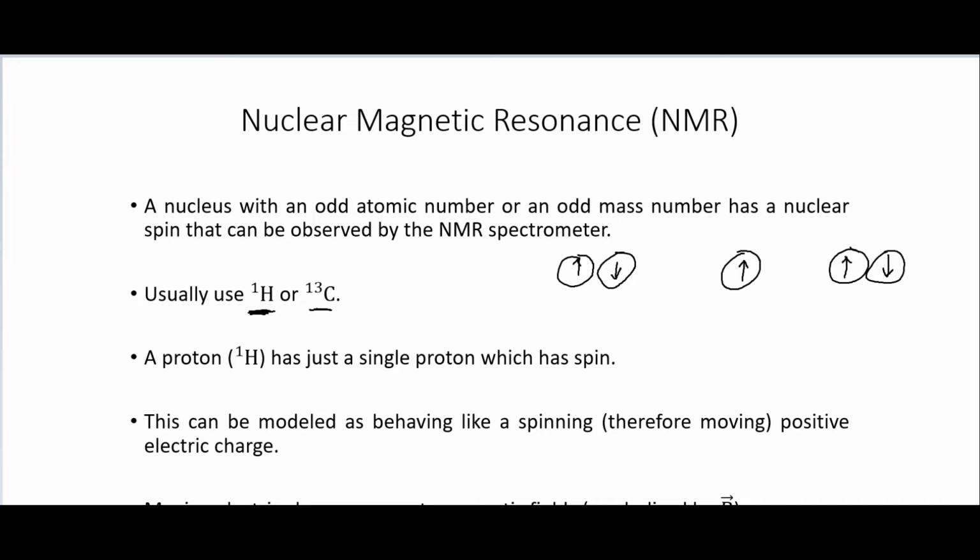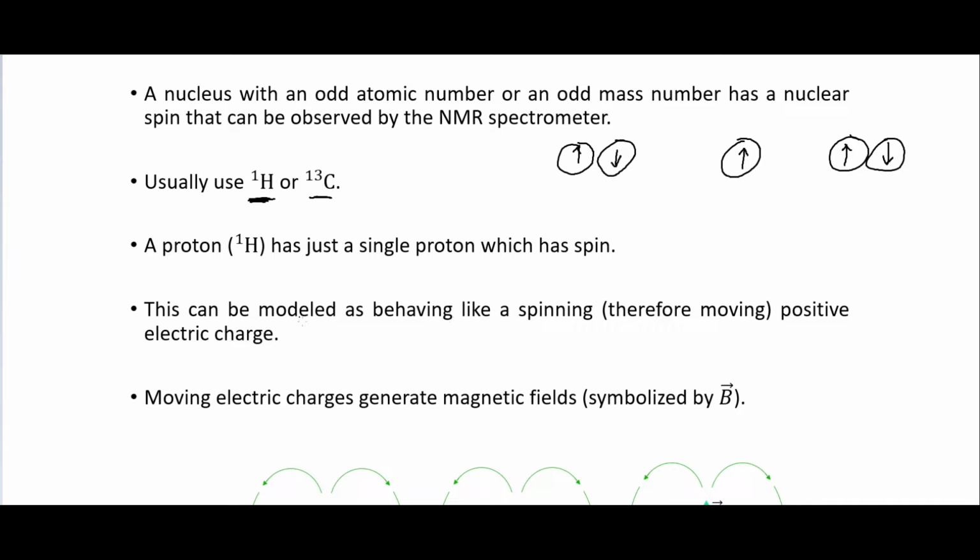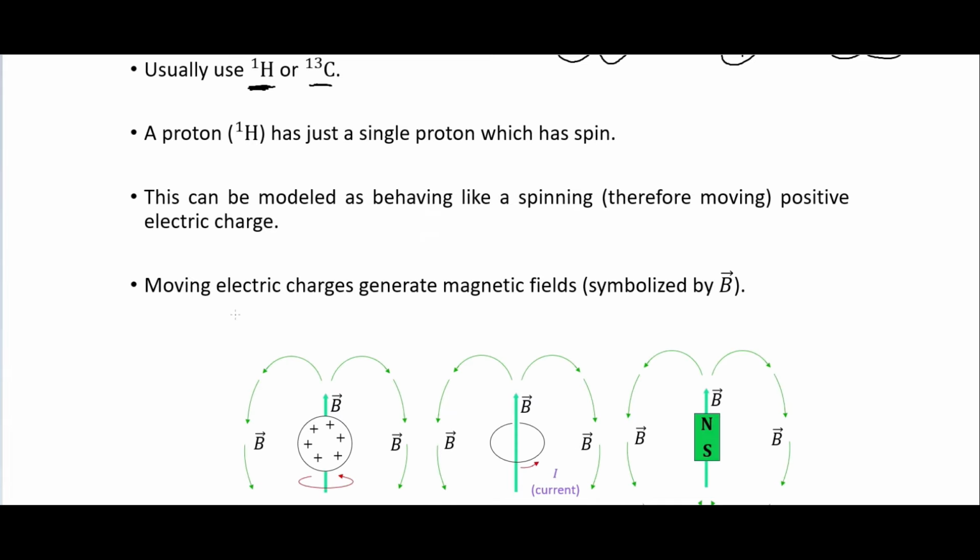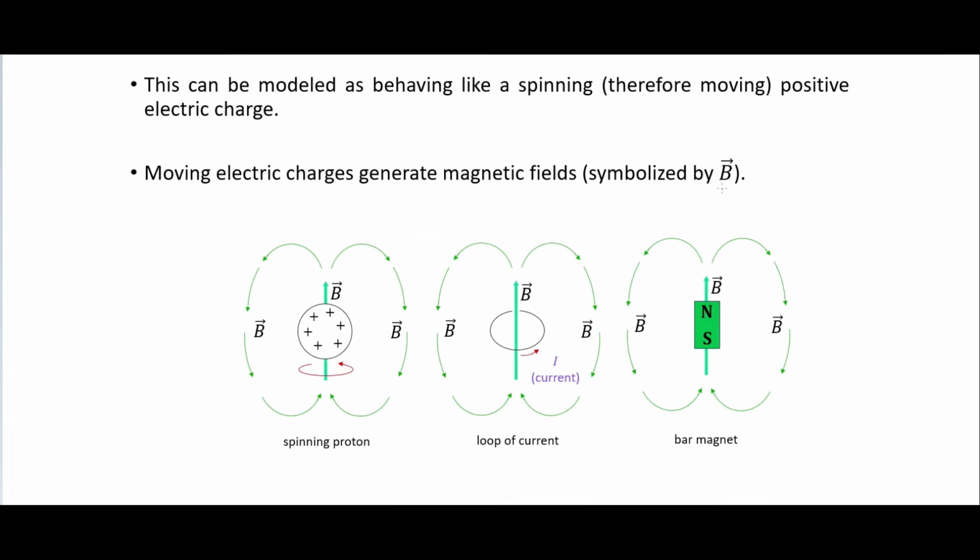So a proton is just a single proton, obviously, which has a spin. This can be modeled as behaving like a spinning and therefore moving positive electric charge. So a moving electric charge generates magnetic fields, which we symbolize with this B here. And so we have this right here, which is our proton, which we can model as a current going through a wire here. And that current will then generate a magnetic field. And so we can model this as being sort of like a small bar magnet like this.